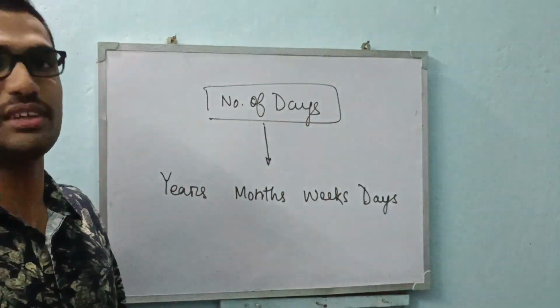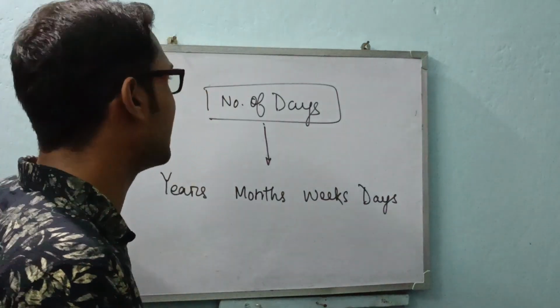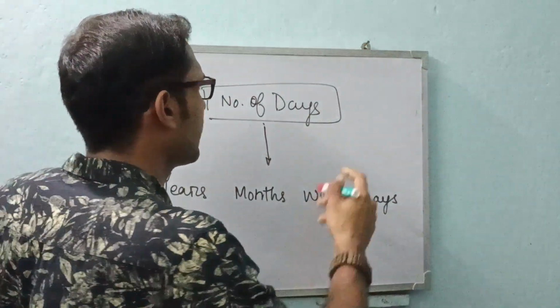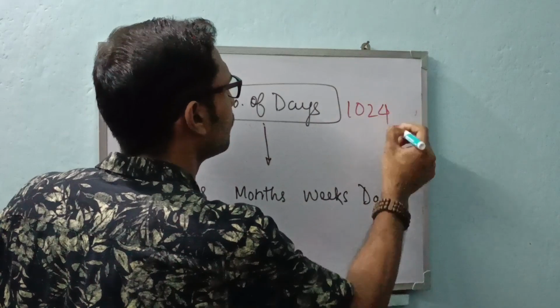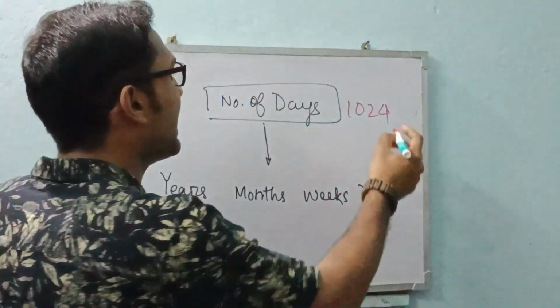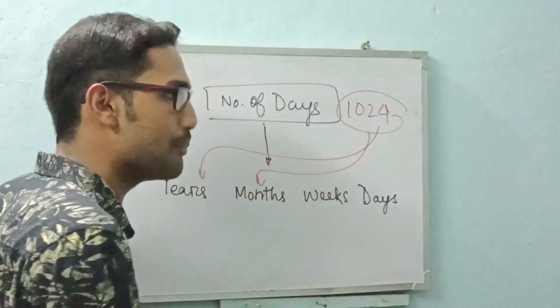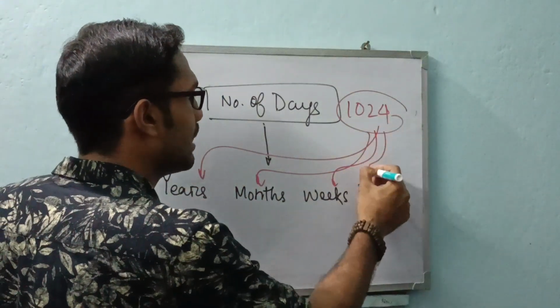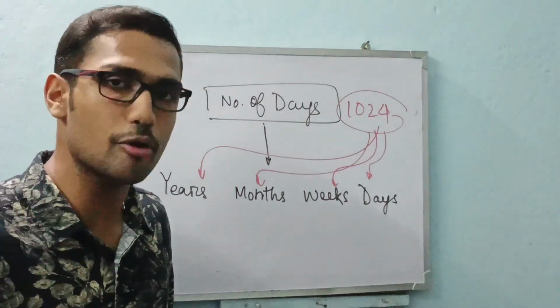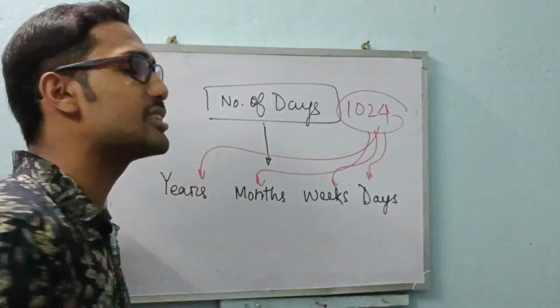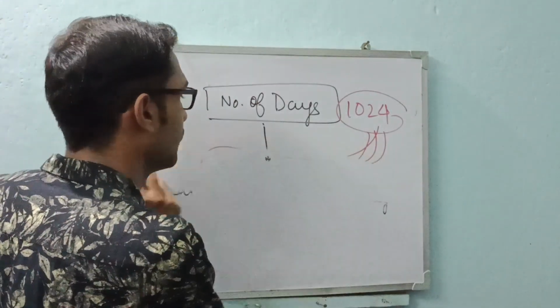The number of days given as input, let us consider as 1024. Suppose 1024 is our input, and I need to convert this 1024 to years, then find the months, then weeks, and the remaining days. Let's approach it step by step. Let's find the number of years.